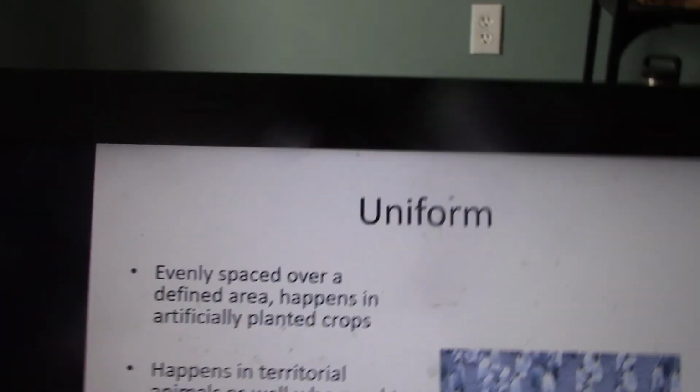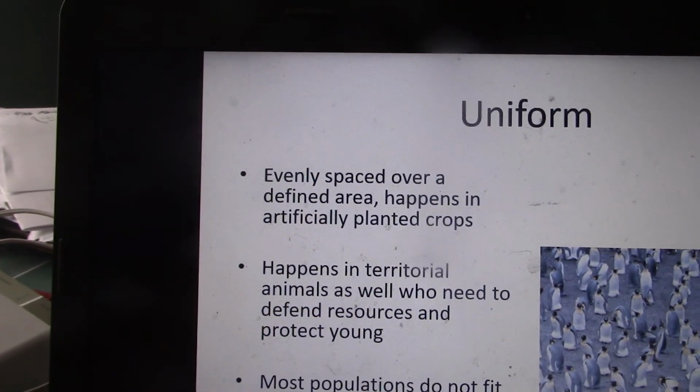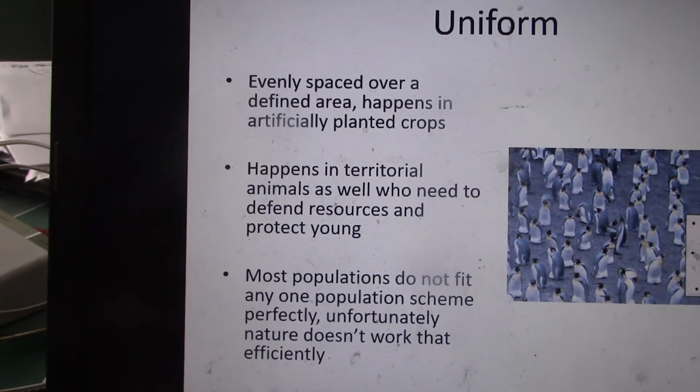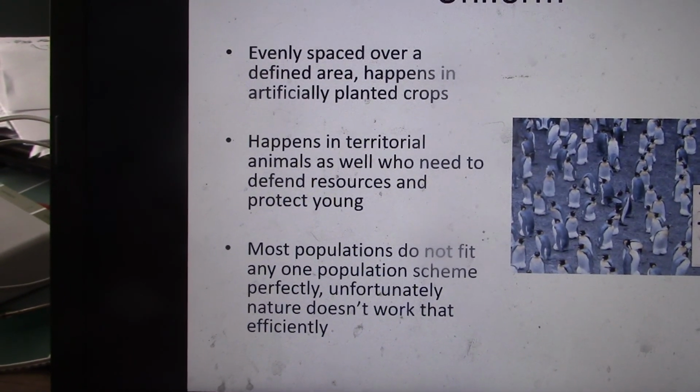Uniform distribution happens, again, temporarily with territorial animals. It happens when we artificially plant crops as well. So most populations don't fit any one scheme.